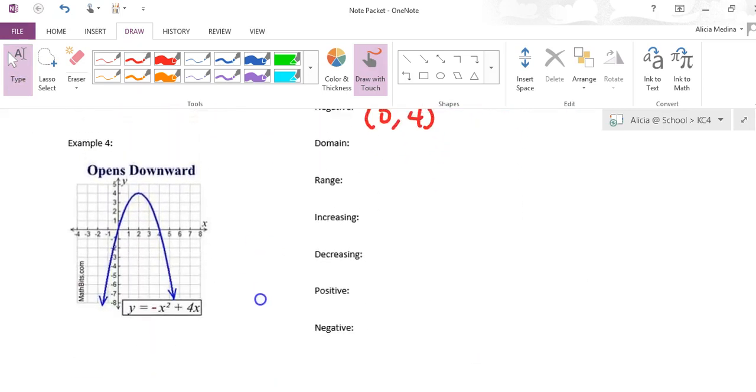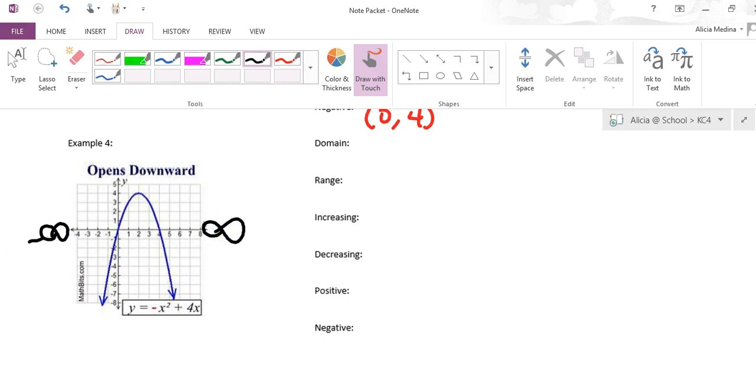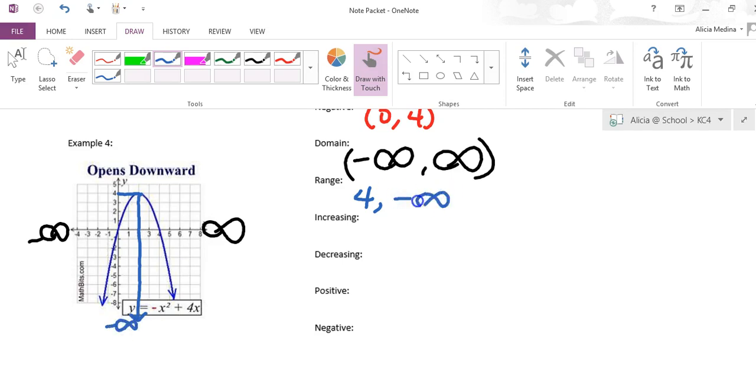Last example here. It's going to be a parabola opening up downward. What is the domain? Domain is how far left, how far right, right? Hopefully we start seeing these patterns. Negative infinity, positive infinity, that's always the same, whether it's facing up or down. Our range, that y value, that's 4. And then this is opening up downward. So this is going down to negative infinity. So comma negative infinity.